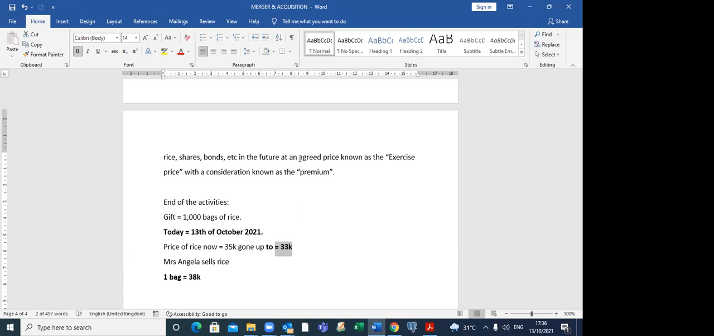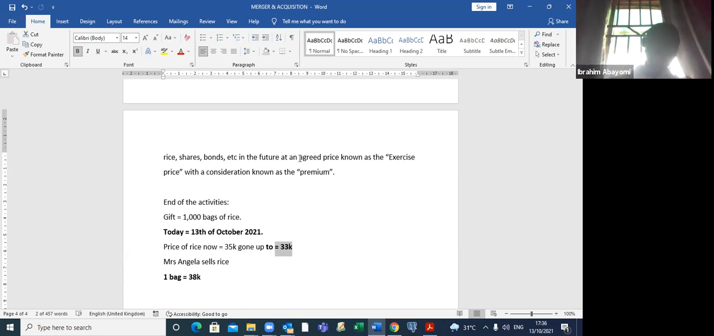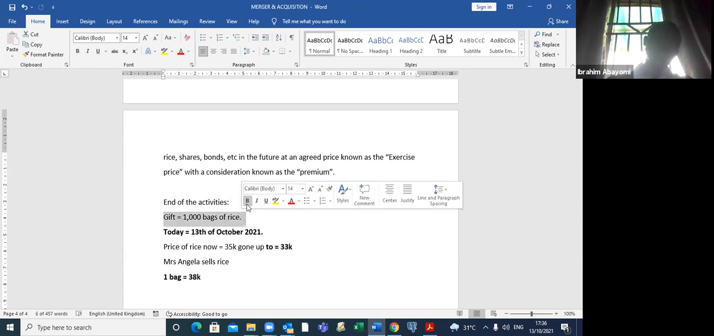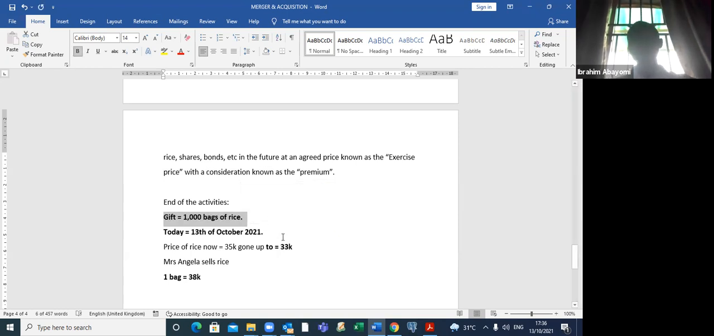Okay, this is what I'm saying. I want to buy 1,000 bags of rice in December. This is the number of bags of rice I want to buy in December. But my concern is that I don't want to buy the rice now and store it because I don't have the storage capacity. Do you understand? I don't have the storage capacity, and I don't want to incur warehouse charges. I would have bought it and taken it to a warehouse where I will be charged for warehousing.